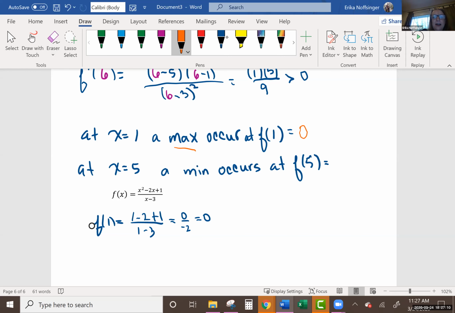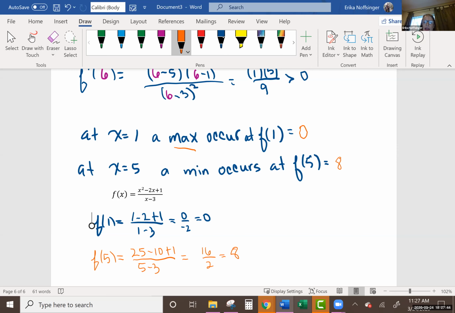And if we plug in 5, so we have 5 squared is 25 minus 2 times 5, so minus 10 plus 1 all over 5 minus 3. So this gives me 15 plus 1, so that's 16 all over 2, which is 8. So this is giving me a min value of 8.